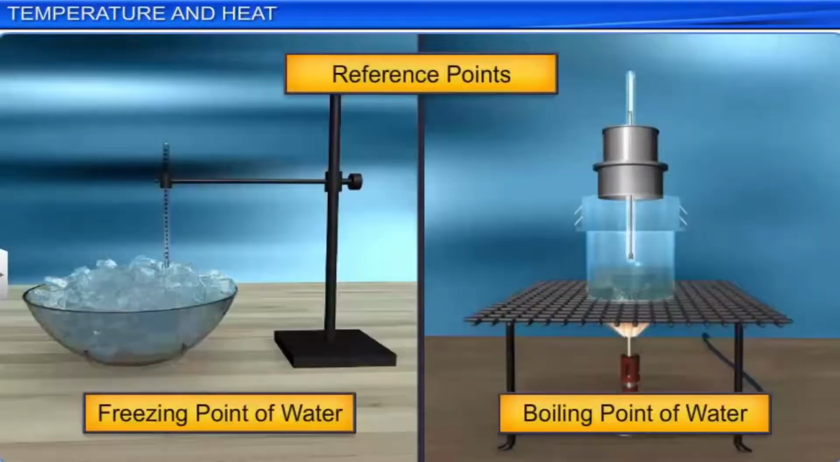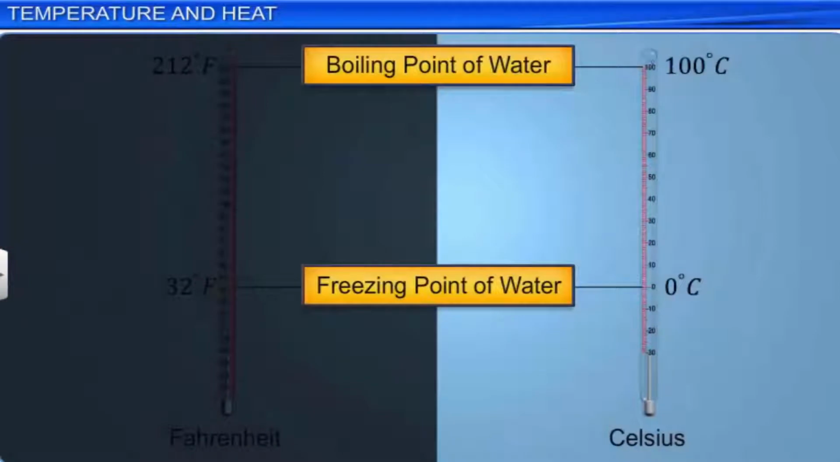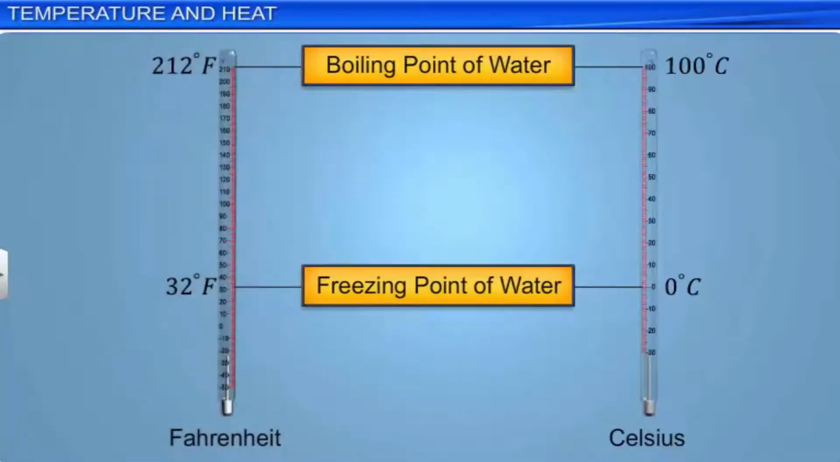These two reference points are used in many standard scales. In the Celsius scale, freezing and boiling points of water are taken as 0 degrees Celsius and 100 degrees Celsius respectively. In the Fahrenheit scale, they are taken as 32 degrees Fahrenheit and 212 degrees Fahrenheit respectively.